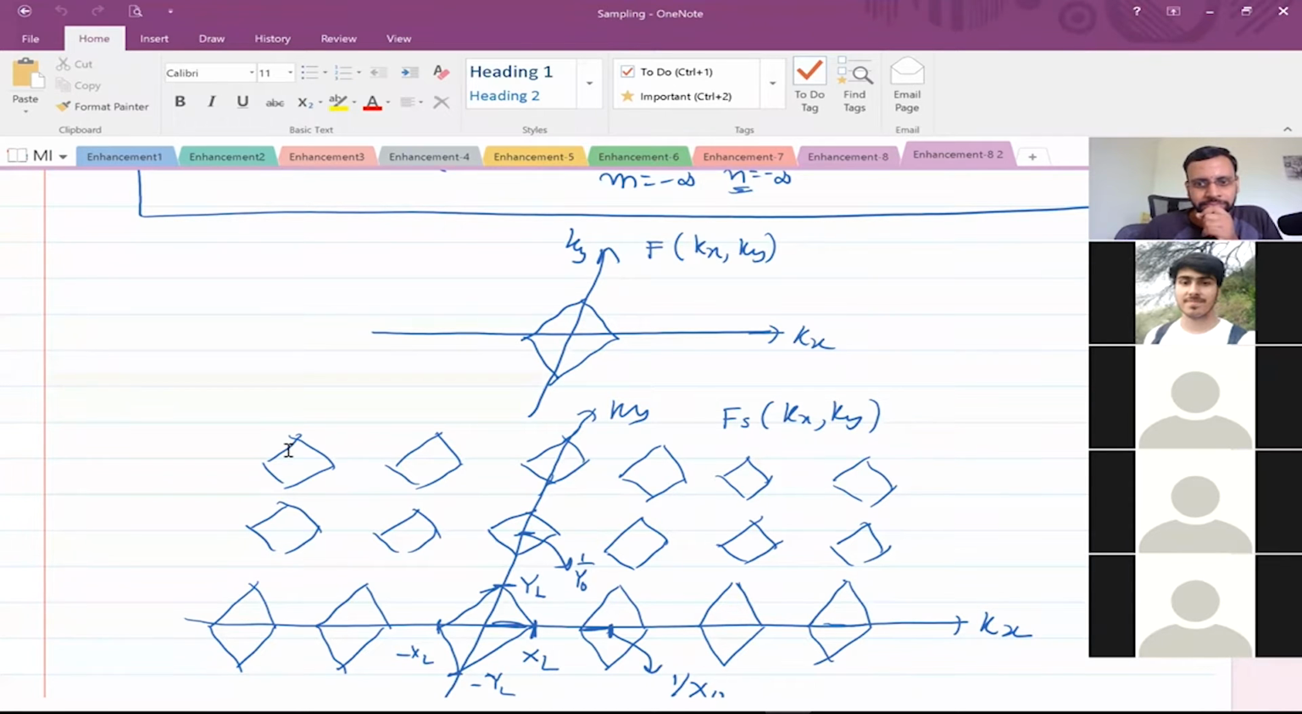Sir, it depends on how much the signal is aliased in the y direction also. If f of xy can be written as f of x into f of y, then is it possible? Maybe independent. See, let me see it in a way.